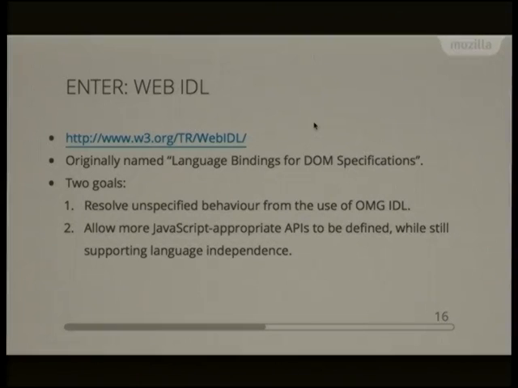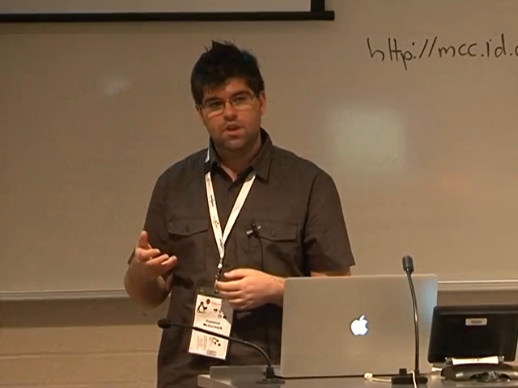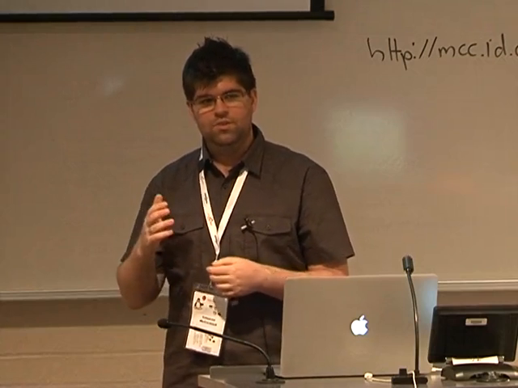So one of the limiting things about the OMG IDL language is that it kind of gets you into writing Java-like APIs. There's no way to make use of the specific things that JavaScript allows. So we want to be able to expose that in the IDL language so that web specification writers can write APIs that feel natural to use in JavaScript and don't feel like a bunch of Java factory method calls.